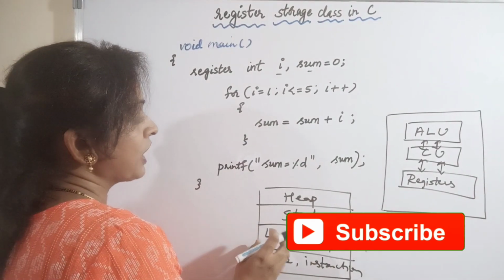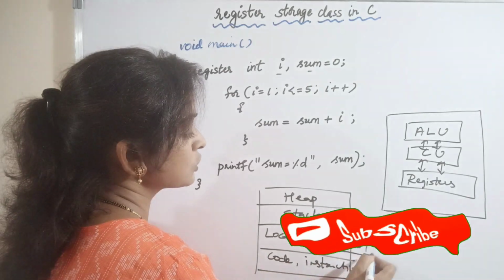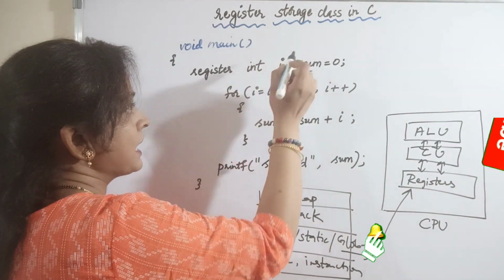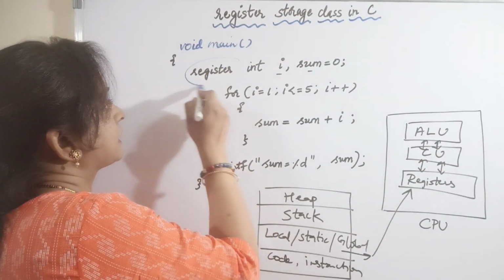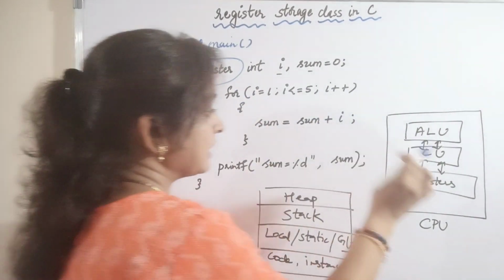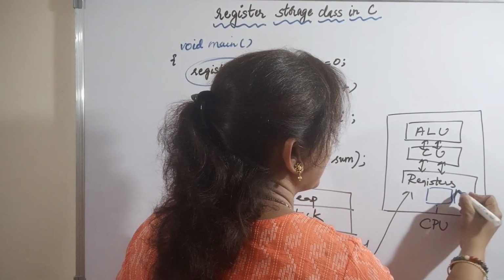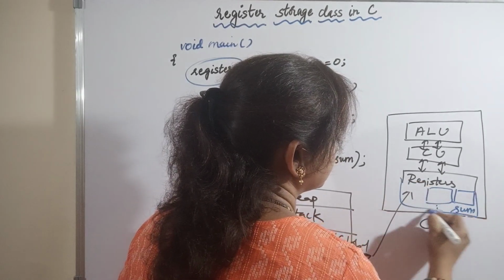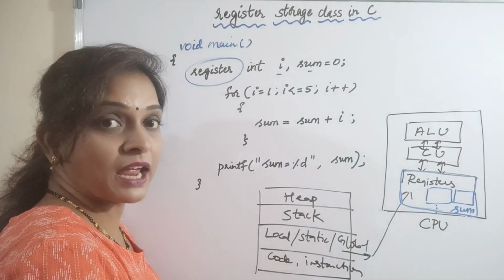Now, we have some local variables here, and these local variables are stored in registers because the variables I and sum that we have are of register type. It means inside the registers we will have the memory block for I and then sum.